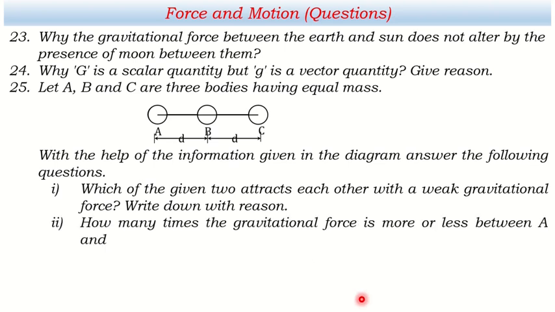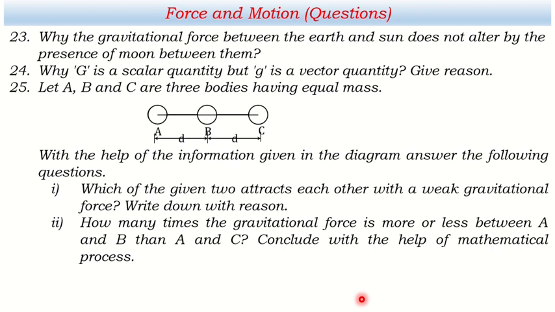Okay, now next. How many times is the gravitational force more or less between A and B and between A and C? Very interesting. You have to go through a mathematical process and prove that the gravitational force between AB is this many times more than AC, or AC is this many times more than that of AB.